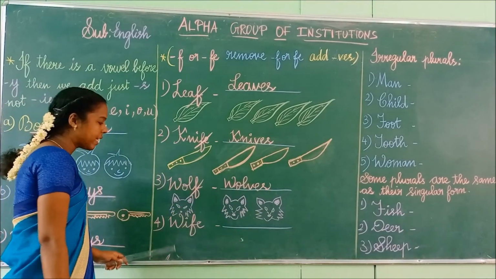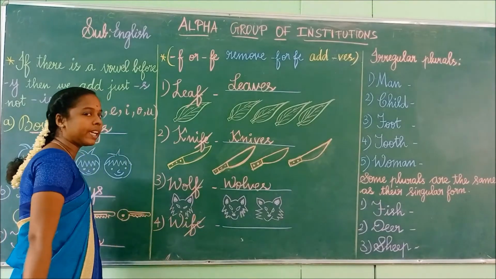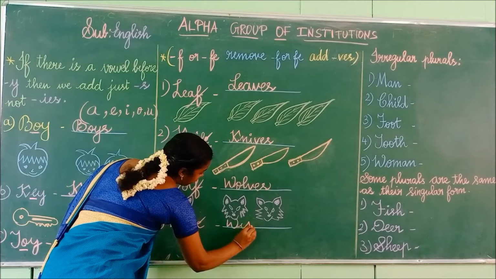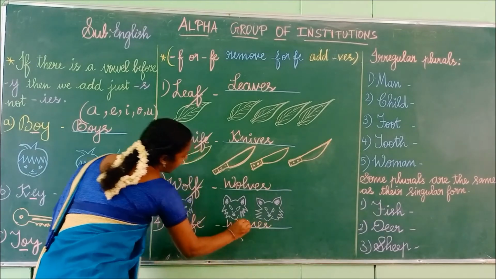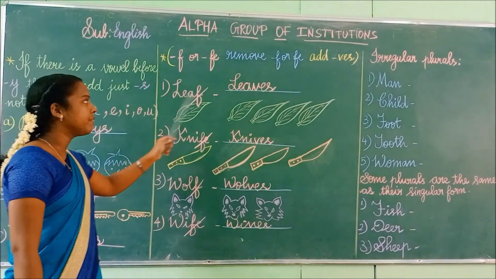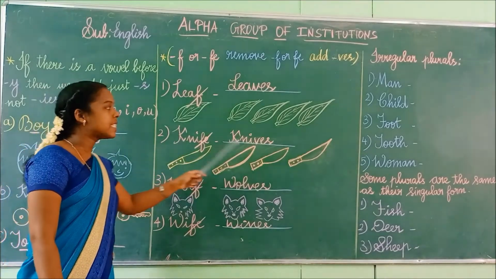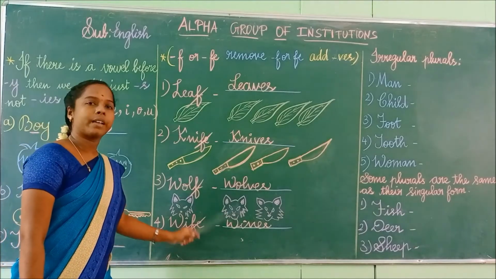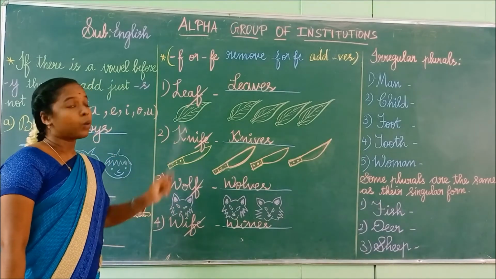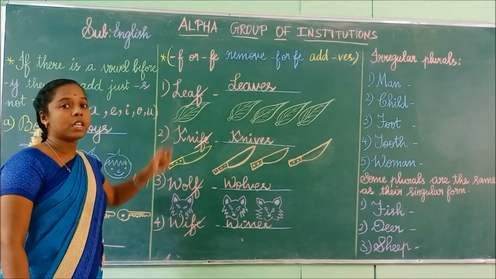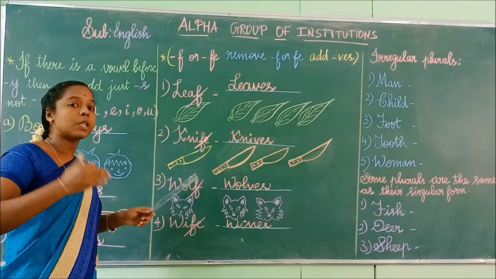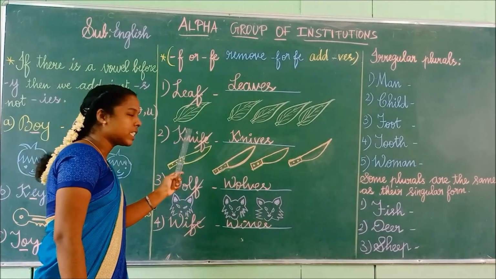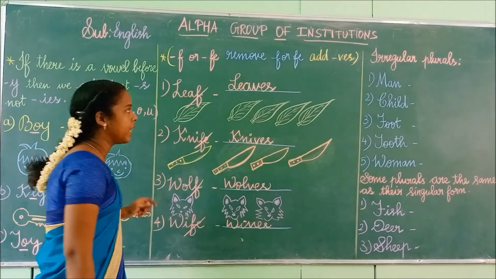Wife. Here wife ends with the letters F-E. So remove F-E and add V-E-S. W-I-V-E-S, wives. So the plural form of leaf is leaves, knife is knives, wolf is wolves, wife is wives. If the singular noun ends with F or F-E, first you have to remove the F or F-E. Next you have to add V-E-S to change the singular noun into plural.